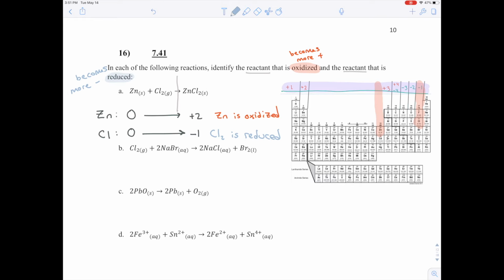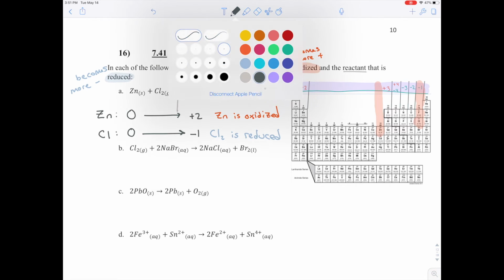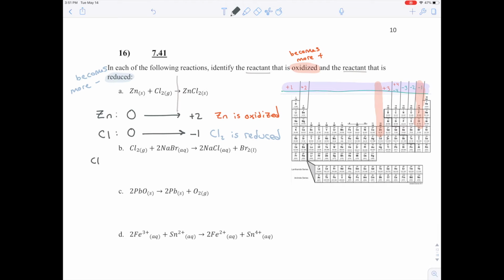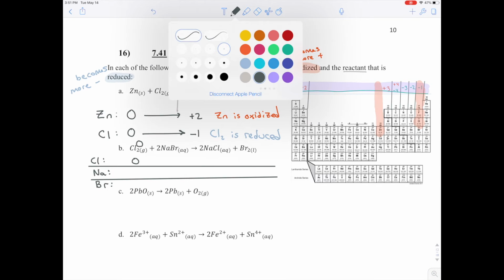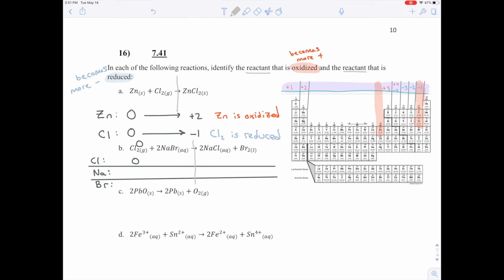All right, B. So here we have three elements. We have chlorine, we have sodium, and we have bromine. All right, if anything's ever by itself, the charge is whatever's written in the top right. Nothing's written in the top right of chlorine, and so chlorine starts with a zero charge. Let me actually just make a little table here to make this very clear. And notice we're also keeping a line in between the reactants on the left of the arrow and the products on the right. Okay, so chlorine starts with a zero charge.